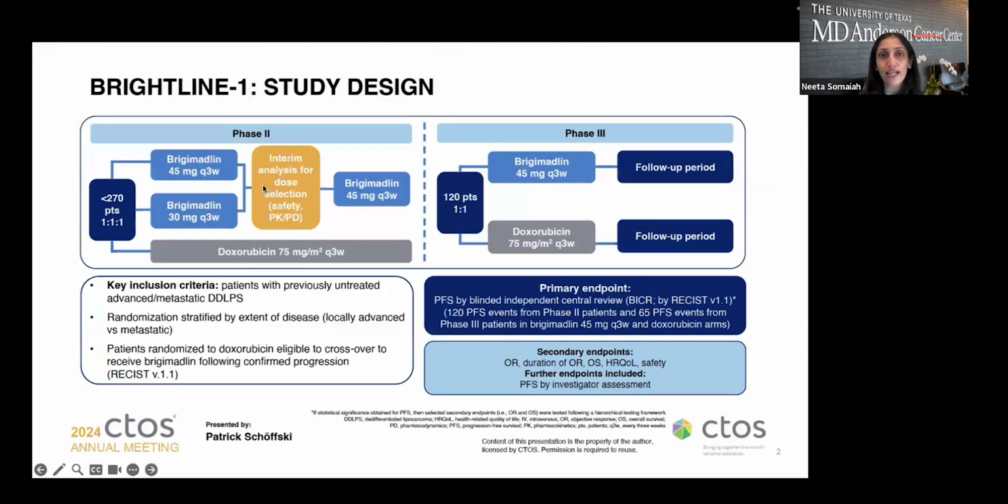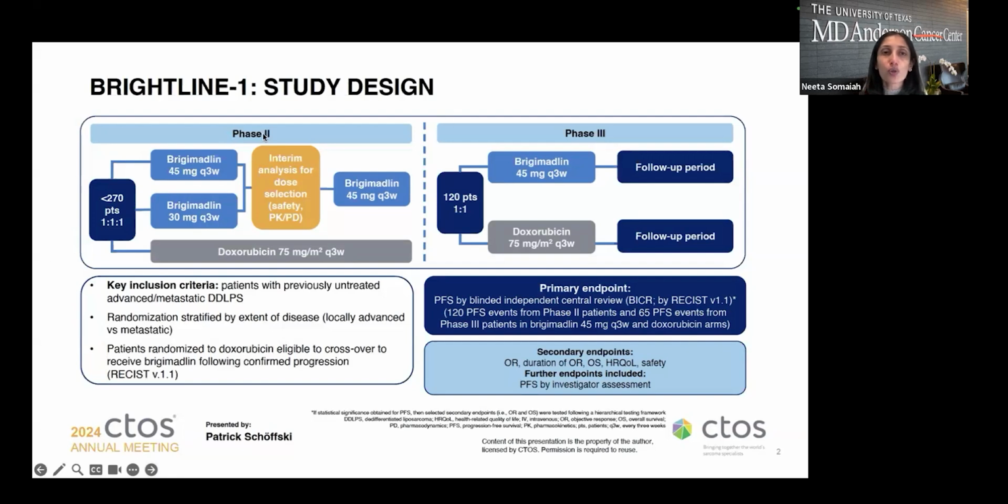But then to prove that it has activity and how much activity over standard, the company decided to run a study in the frontline setting called Brightline 1, where they were looking at comparing it to doxorubicin, which is the drug I've been talking about as the standard frontline therapy.